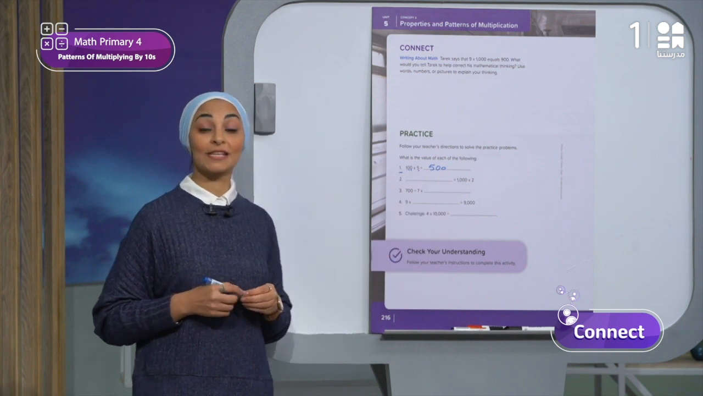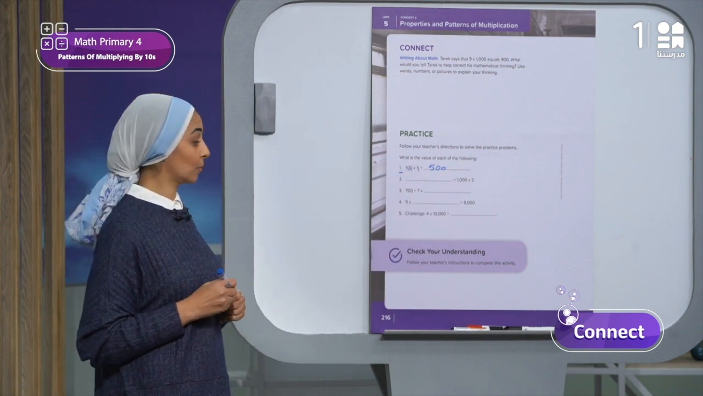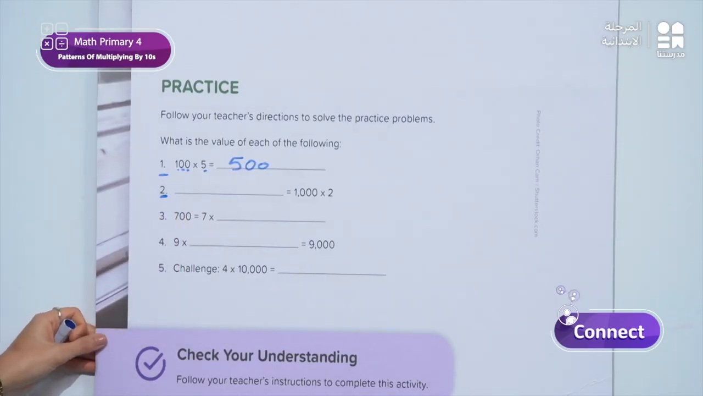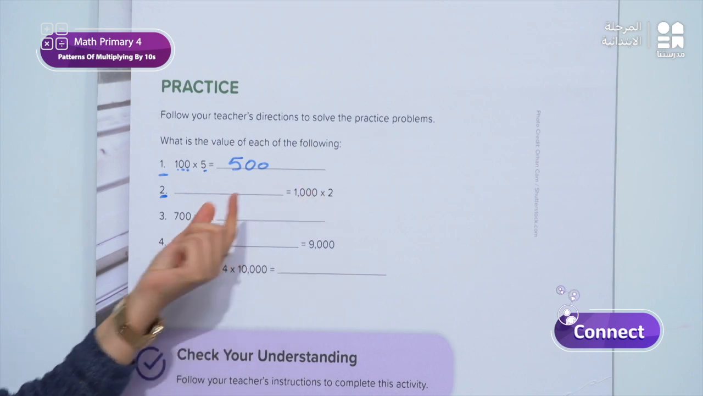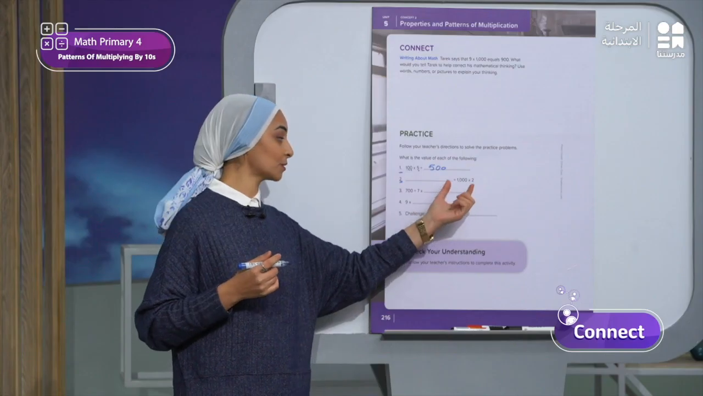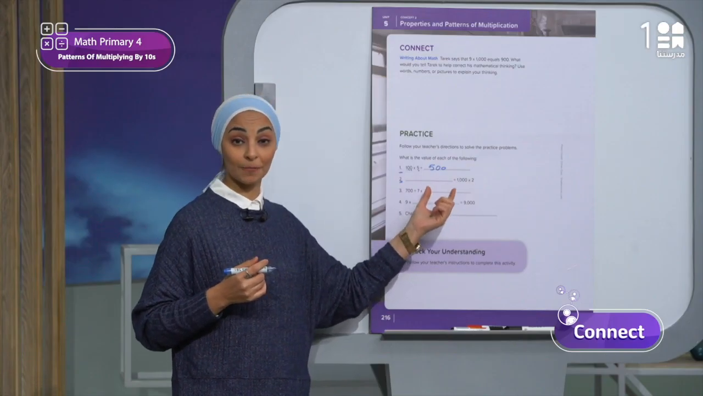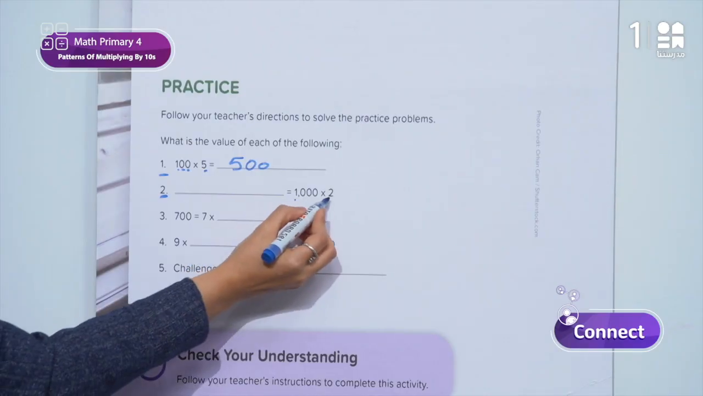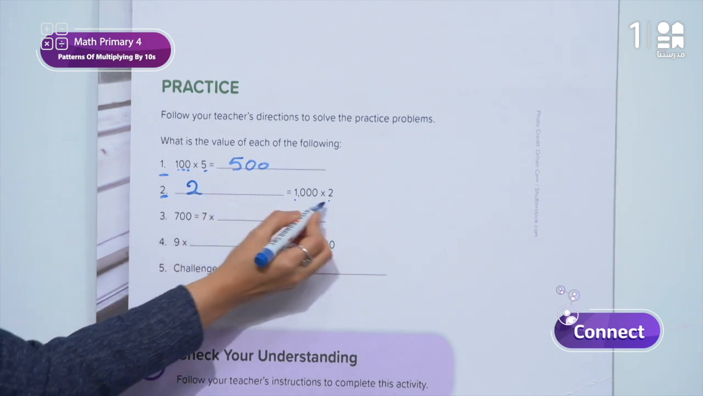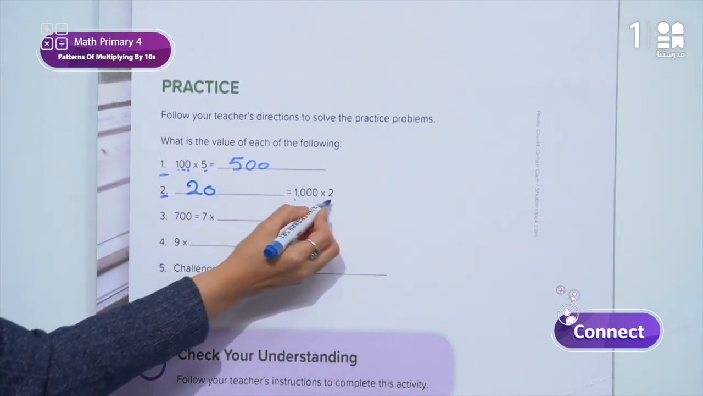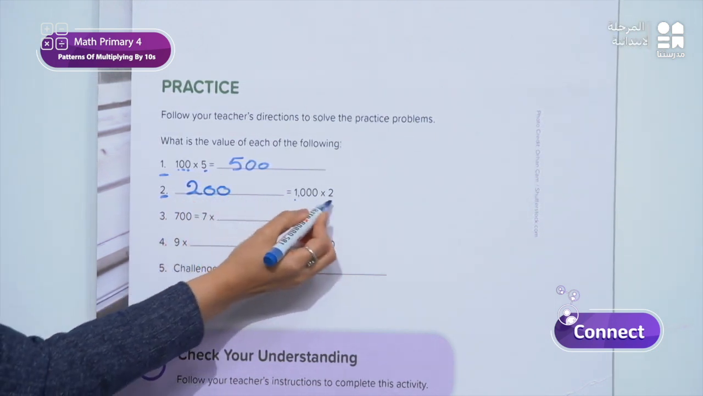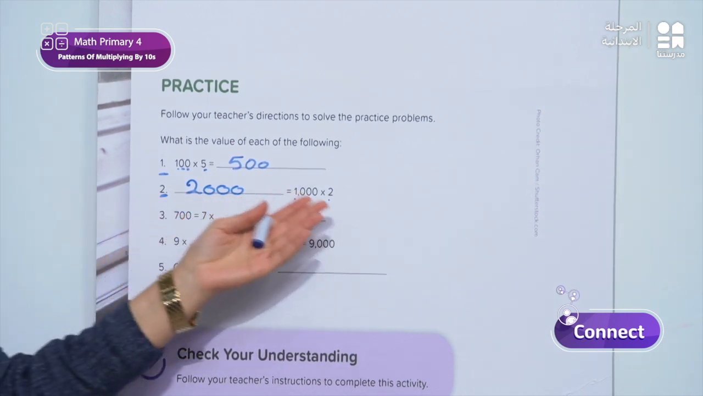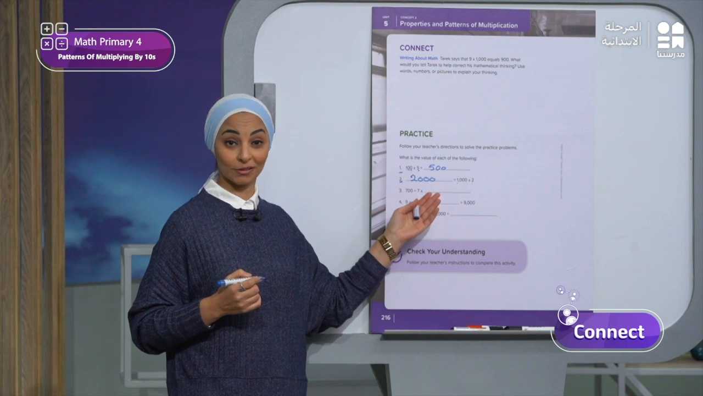We will do the same with problem 2. Let's see problem 2. He's asking me 1000 times 2 equals what? The same way. 1 times 2 gives me 2. 2 times 0 equals 0. 2 times another 0, 2 times the third 0 equals 0. So 1000 times 2 gives me 2000.